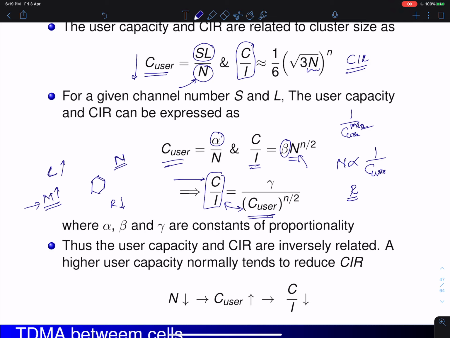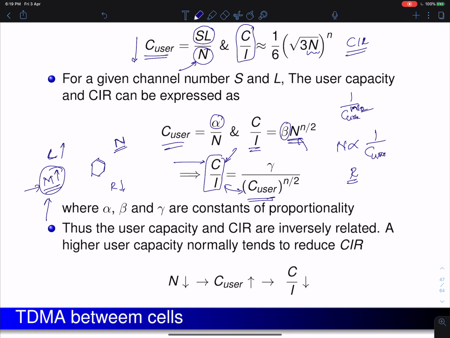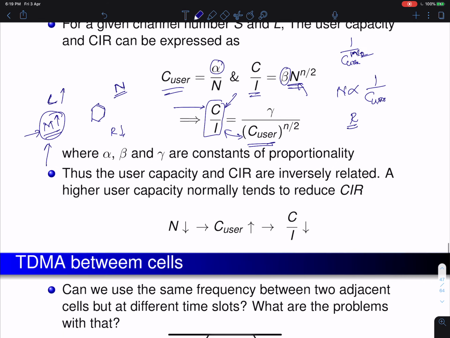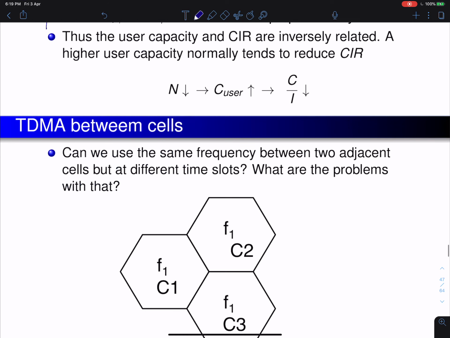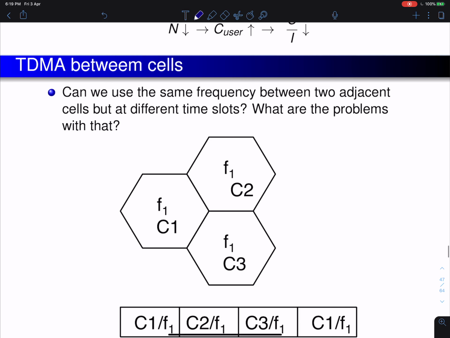Then the value of M goes up, user capacity goes high, and C, the carrier to interference ratio, remains the same because N is fixed, cluster size is fixed. But user capacity is increasing because the number of cells itself is increasing. So that is the other way of doing it. Again, that's a cost expenditure. You'll have to spend more now because you will need more base stations, more infrastructure money. So that's it about carrier to interference.